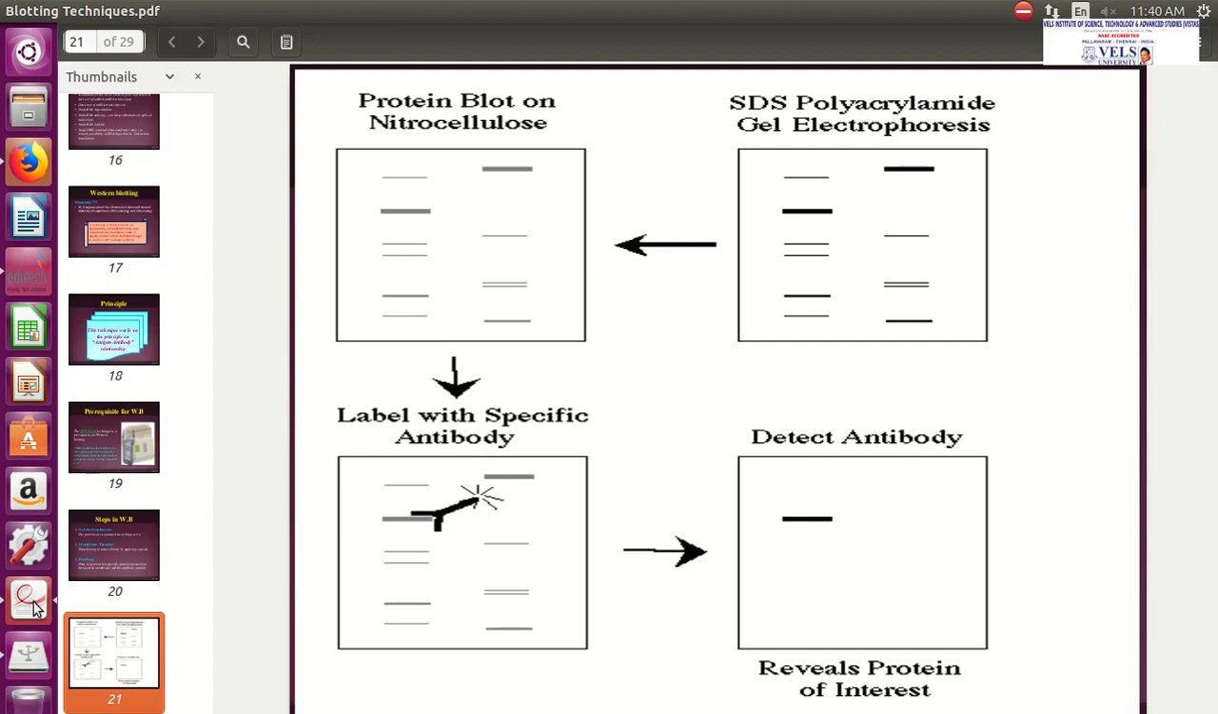Some proteins are easily known by their molecular weight. For a particular protein, we have to label it with the specific antibody. After some time, we will detect the antibody, which reveals the protein of interest.